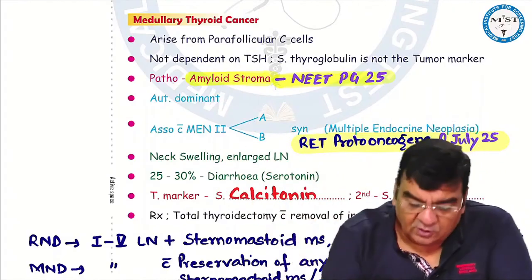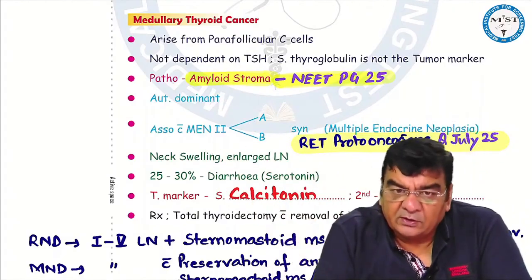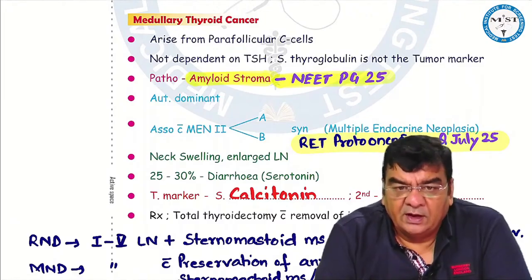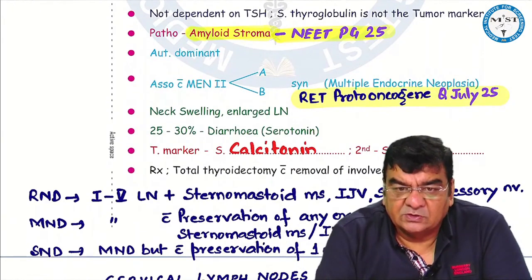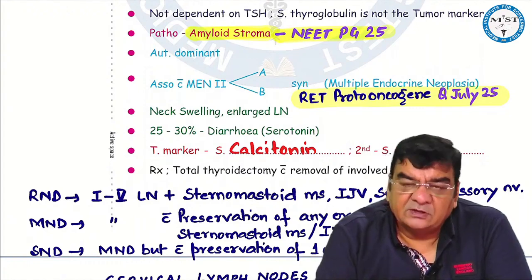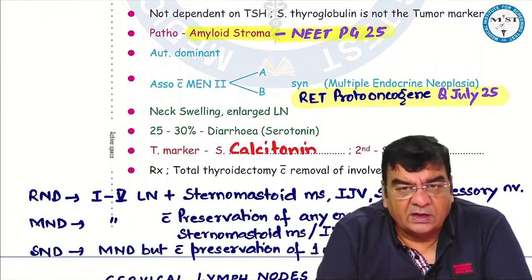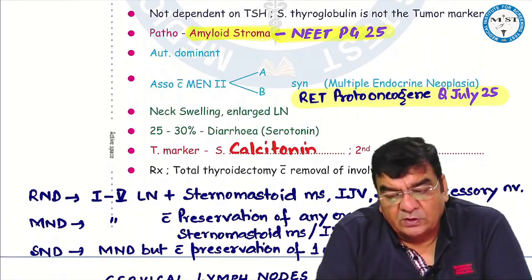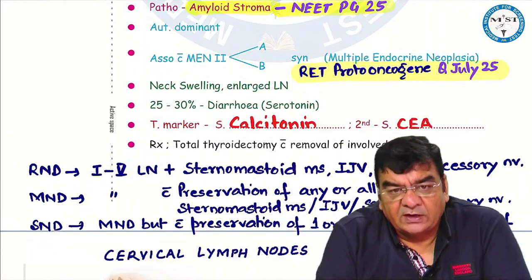This is autosomal dominant, and can be associated with multiple endocrine neoplasia 2, 2A and 2B. These medullary thyroid cancers are associated with the RET proto-oncogene. The patient presents with a swelling in the neck with enlarged cervical lymph nodes. Medullary thyroid cancer produces substances like serotonin, so in 25 to 30% of patients, we find diarrhea.